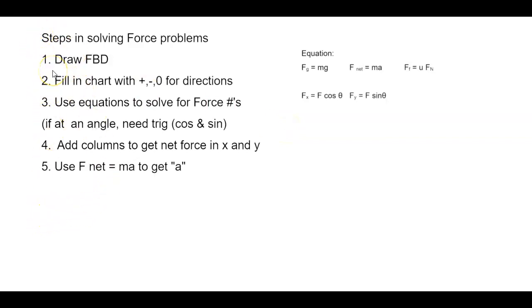So the first thing you're going to do is always draw a free body diagram. Then you're going to fill in the table with our positives, negatives, and zeros to indicate directions. Then we're going to use our equations to solve for the forces. So if you need to use any of those to get a number, do that. If something's at an angle, you've got to use the cosine and sine and do some trig. Then we're going to add the vertical columns, so the forces in the x and the forces in the y, to get the net force in x and net force in y, and that'll get you probably a net force equals ma kind of equation set up and solve for a.